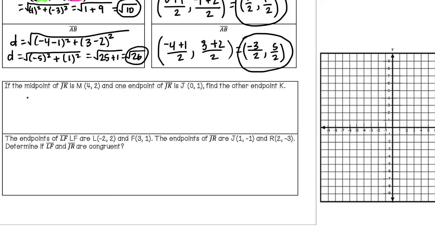We are reading the first one as the midpoint of segment JK is M at (4, 2), and one endpoint of JK is J at (0, 1). We need to find the other endpoint K. So you have a couple ways to do this.